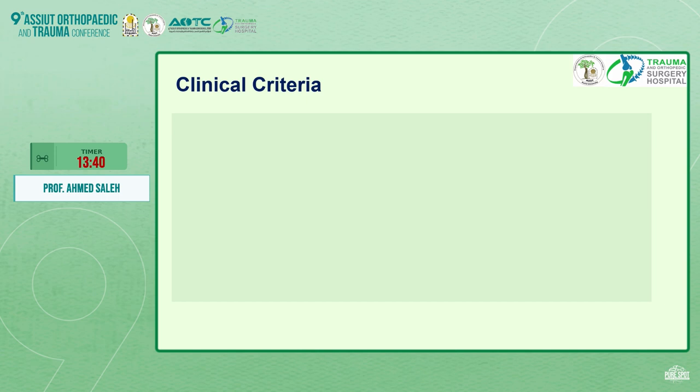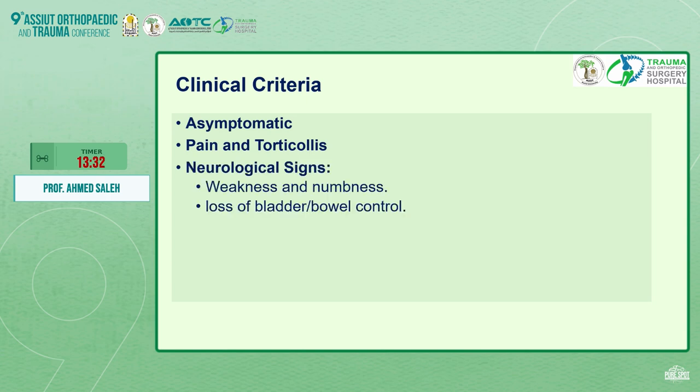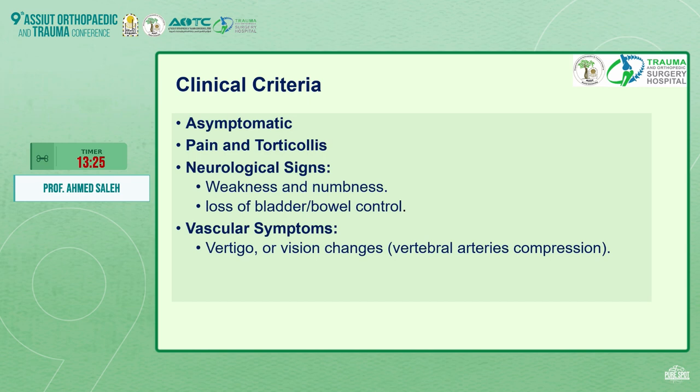The clinical criteria: most of our patients present to us asymptomatic. So pain and torticollis may occur, neurological signs in the form of limb weakness and paresthesia or loss of sphincteric control, and vascular symptoms due to vertebral artery compression.